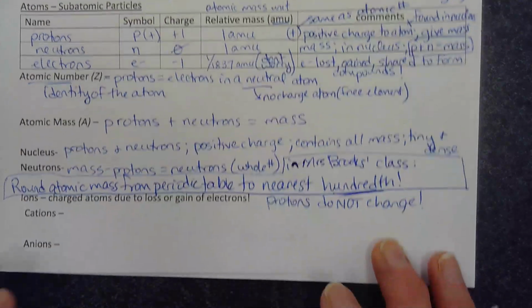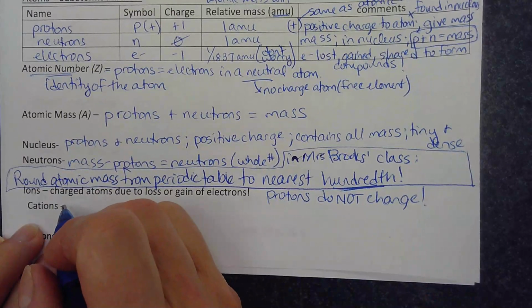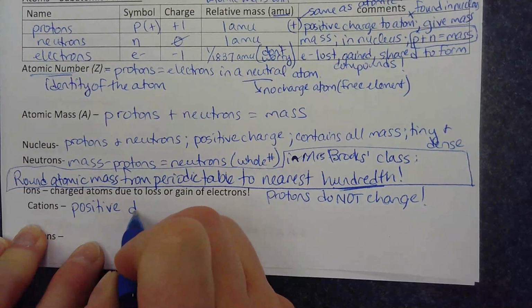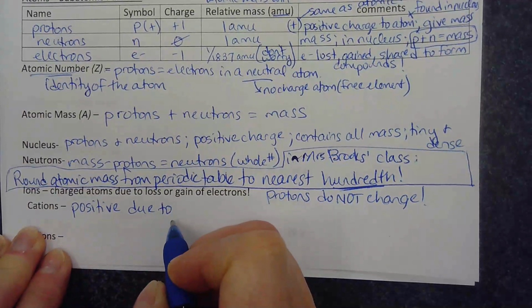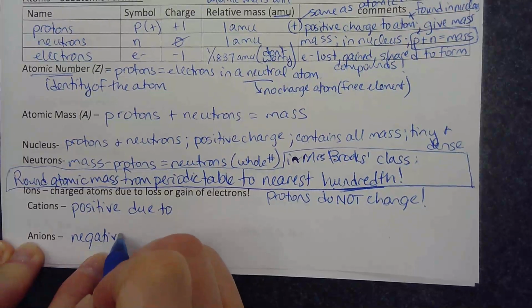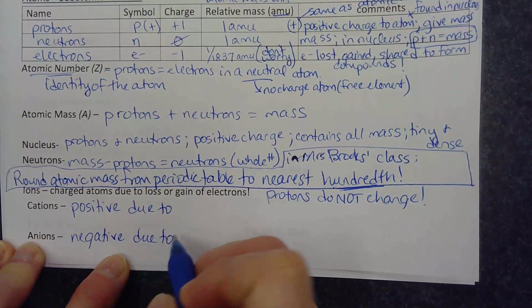Now, keeping that in mind, let's figure this out. Cations, I'm going to tell you, are positive due to, and we're going to fill that in a minute, anions are negative due to.